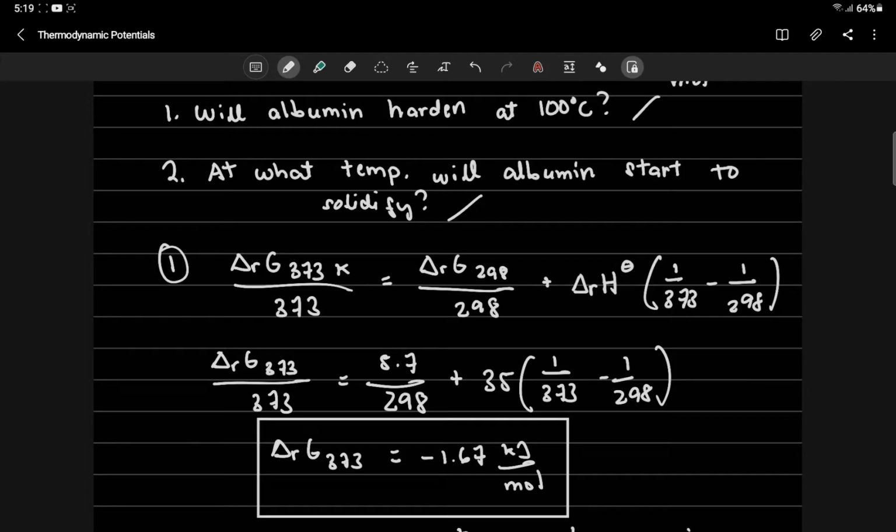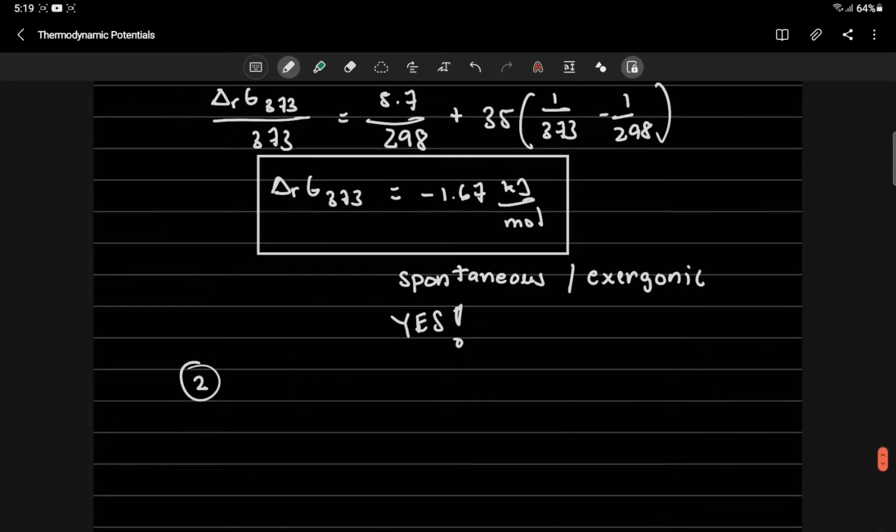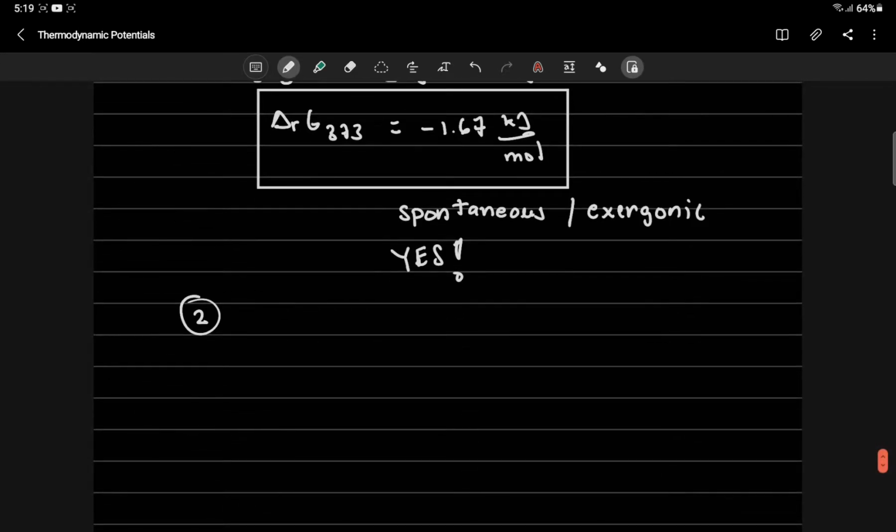So how do we answer this question? Pag sinabi nating nag-start na siya mag-solidify, point siya kung saan may equilibrium doon sa liquid state at sa solid state. So in other words, the temperature wherein yung albumin will start to solidify, that happens kapag ang delta G natin ay 0. Kasi nga, yan yung point na tinatawag nating equilibrium.